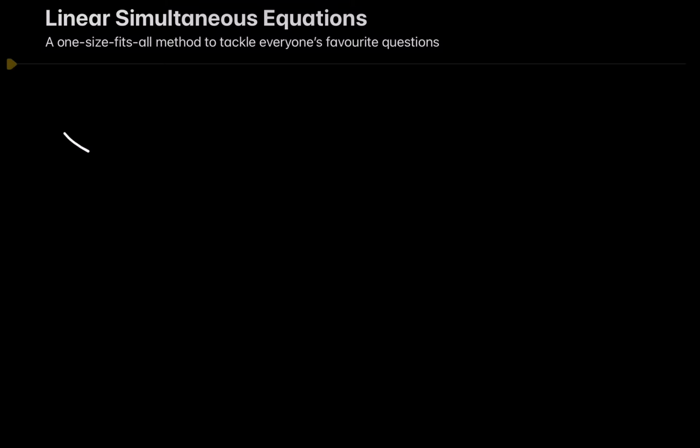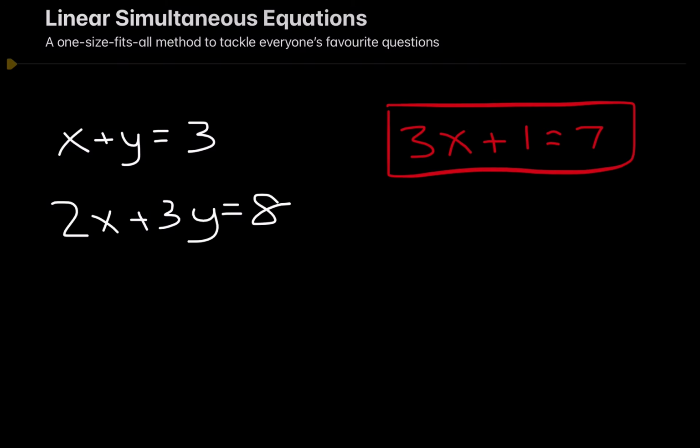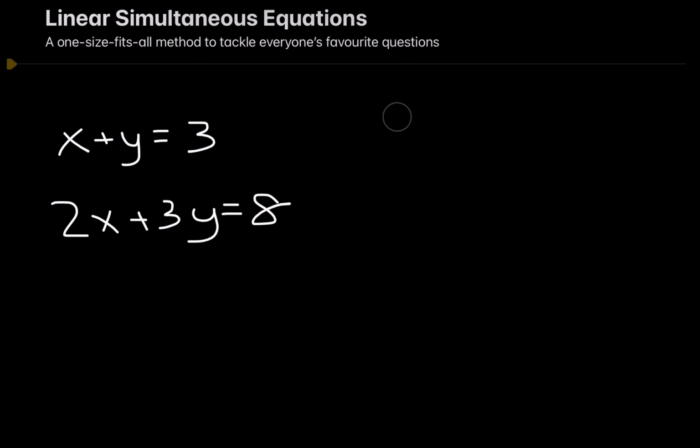Let's say that the question is x plus y is equal to 3 and 2x plus 3y is equal to 8. Now, remember before this, the types of equations we were solving were equations like, say, 3x plus 1 is equal to 7. These are easier because there's only one thing that we have to solve, in this case x. But in simultaneous equations, there are more than one thing to solve, oftentimes two. In this case, it's x and y.